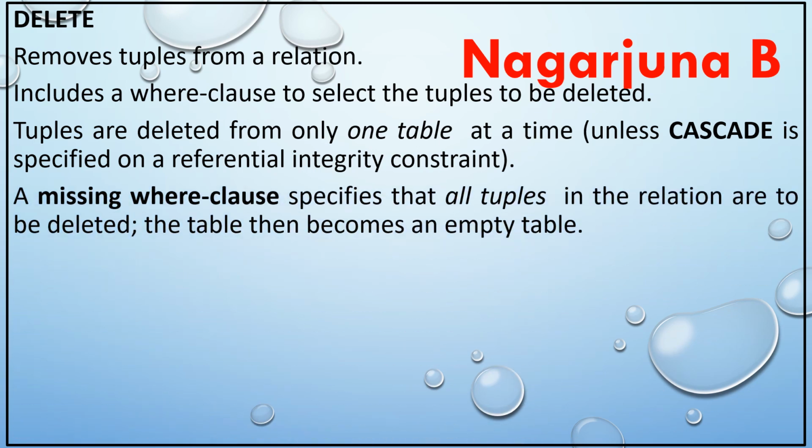If a missing where clause is there, that specifies that all tuples in a relation are to be deleted. Right? There will be a where clause. If that where clause is not present, that means all the tuples which are present in a relation are to be deleted. Here, one thing to remember is the table will become empty, whereas the table will not be deleted. That means the relation will not be deleted. The tuples which are present in a relation, only those things will be deleted and the relation will become empty.